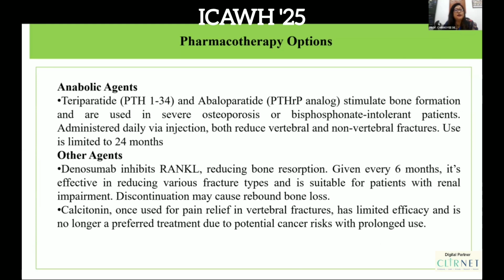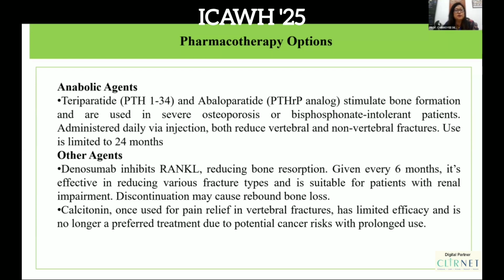So, anabolic agents like teriparatide, PTH 1 to 34, and abaloparatide, a PTHrP analog, stimulate bone formation and are used in severe osteoporosis and bisphosphonate-intolerant patients. Administered daily via injection, both reduce vertebral and non-vertebral fractures. Use is limited to 24 months.